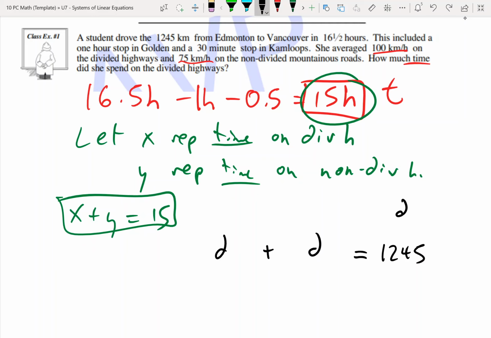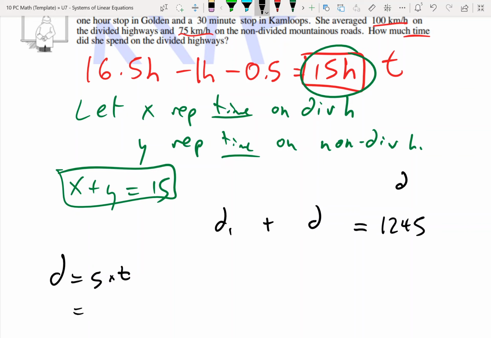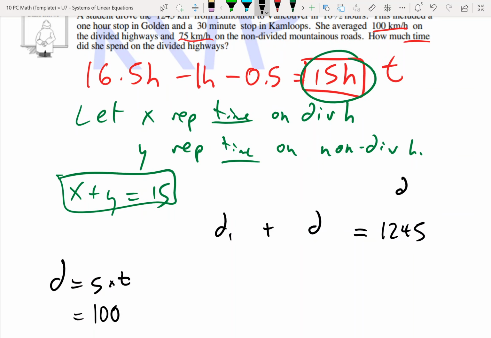The only problem is the numbers they gave us are not distance. So we need to create a distance unit. How far does she go on each of these highways? So let's use our formula. Distance equals speed times time. So in order to find the distance that she goes on these first highways, I'm going to put the numbers in. The speed on those first highways was 100. And then the time she drove for, I don't actually know, we called that x. So distance 1 is 100x. For the other highways, she went a different speed, I think it was 75. And again, we don't know how long she drove for, just y, but then we know the total.